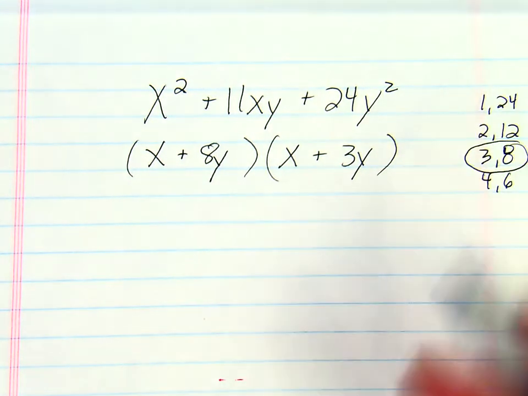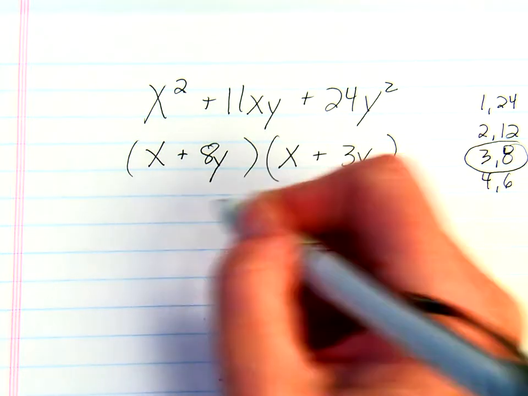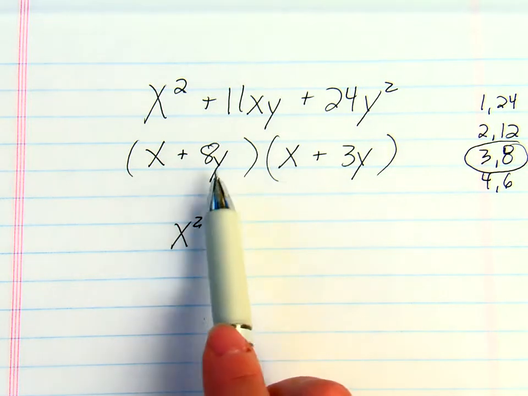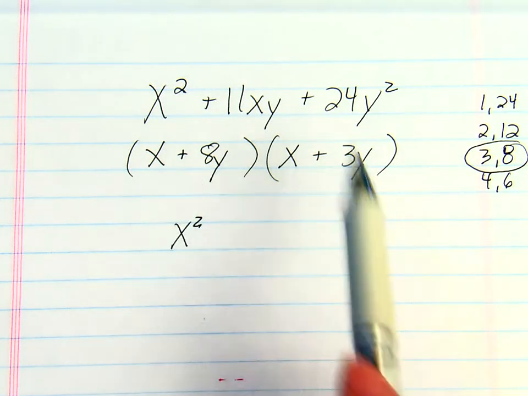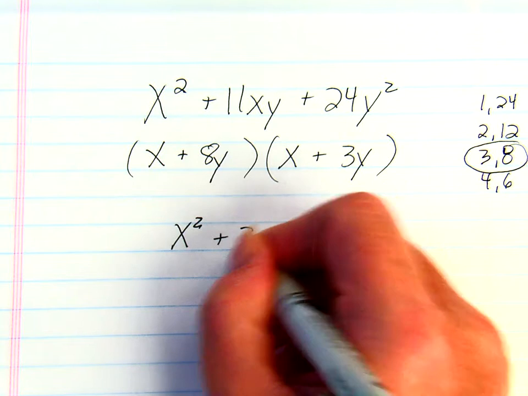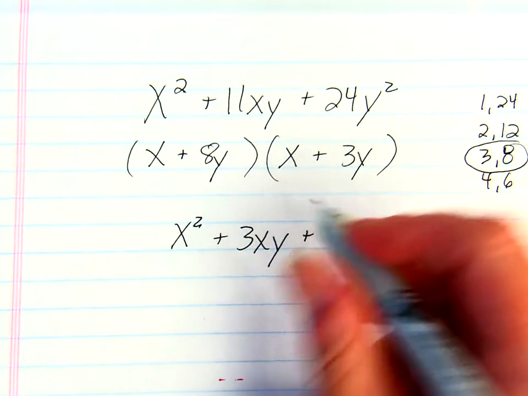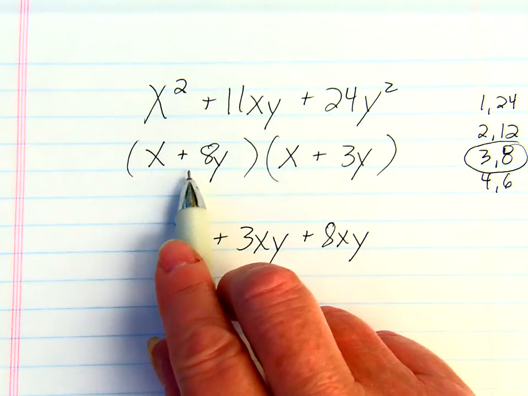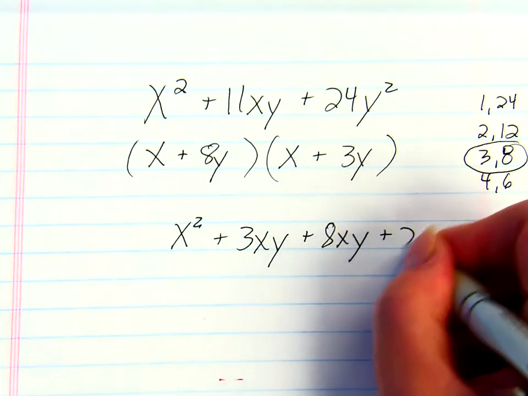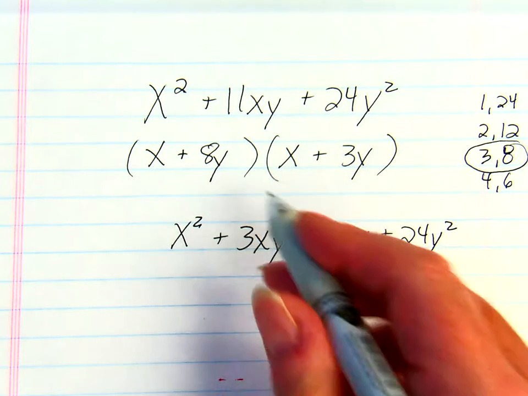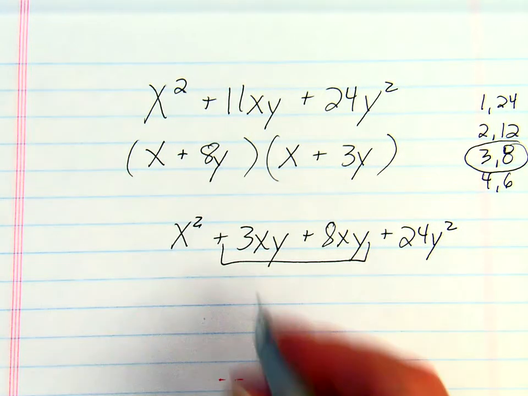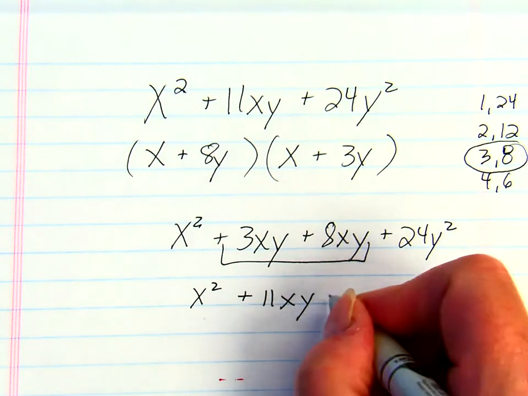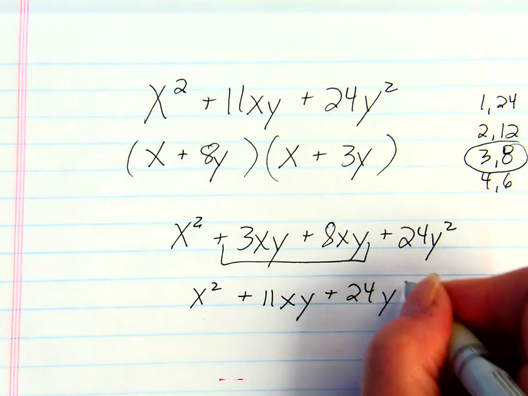So now when I FOIL this, x times x, my first is going to be x squared. My outside, x times 3y is 3xy, plus my inside, which is 8xy. And my last is 8y times 3y, which is 24y squared. I'm just going to combine these inside. So I have x squared plus 11xy plus 24y squared.